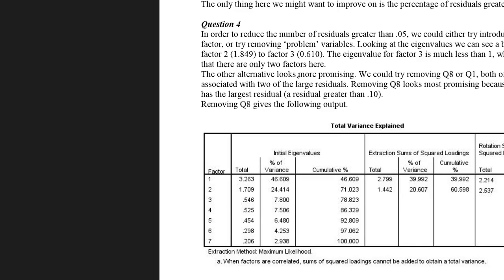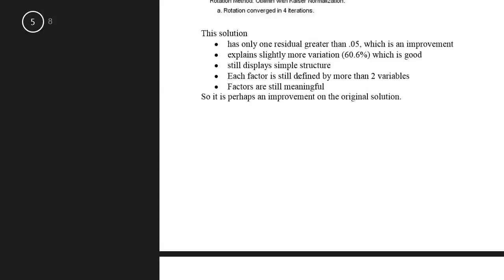So we removed question 8, and this has also been done in the solutions, which is good. Removing question 8 looks good. There's only 1 residual greater than 0.05. It explains more variance, 60%. That still displays simple structure.